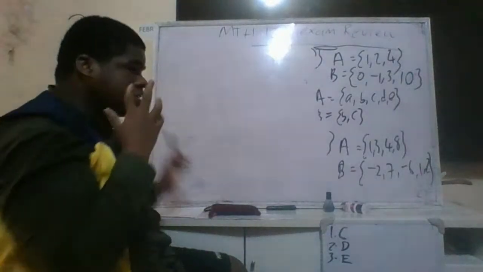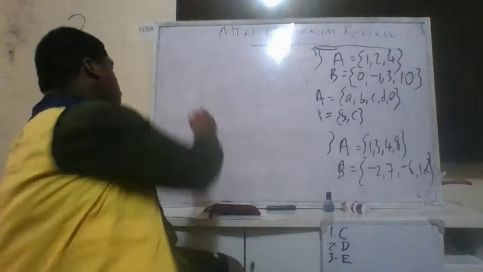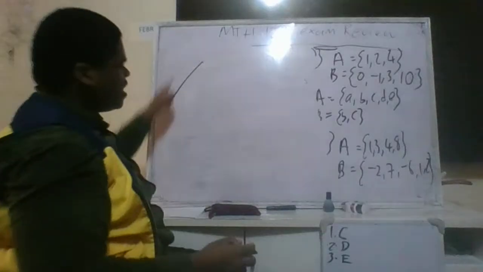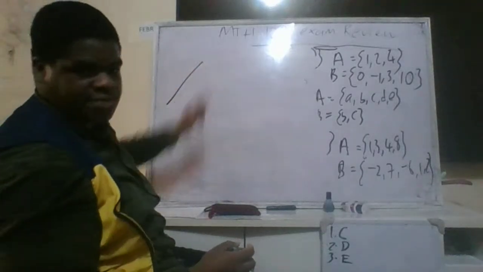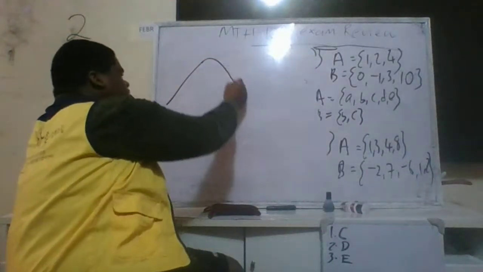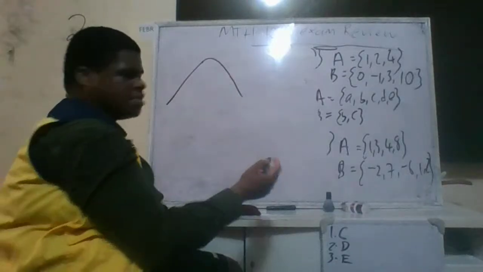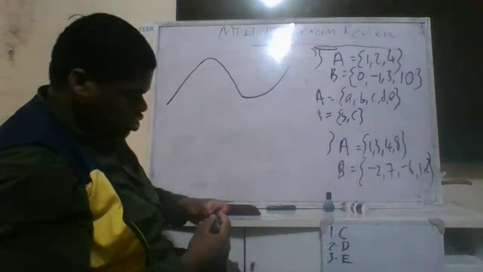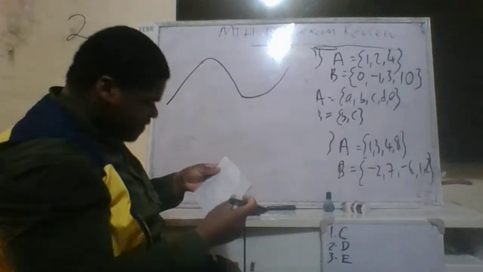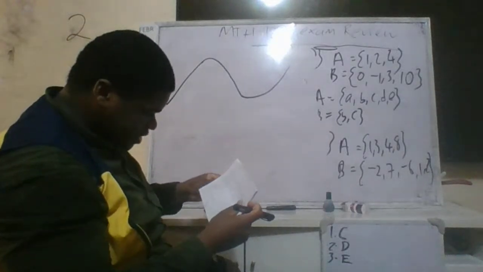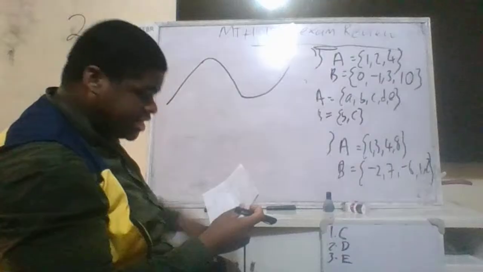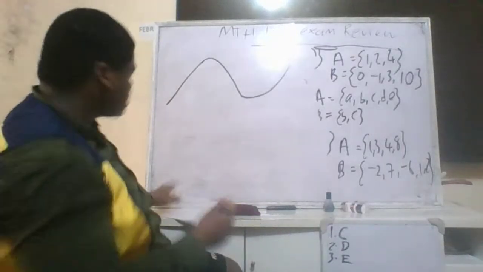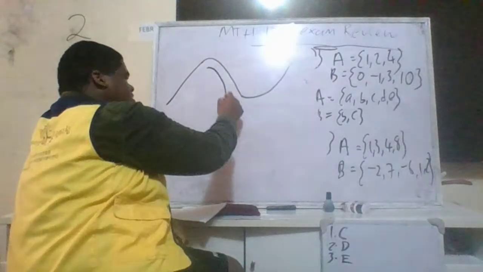For a function to be decreasing, let me draw a function. What does it mean if I draw a line like this? It means the function is increasing, right? Now, for it to decrease, it's going to go like this. Then for it to increase again, it's going to curve like this. For a function to be decreasing, it means the curve is going down like this.